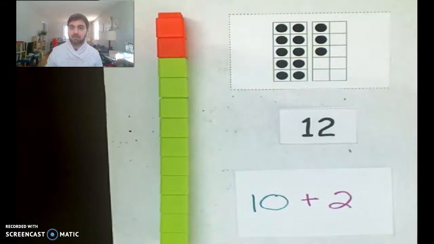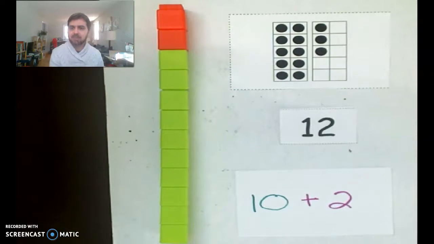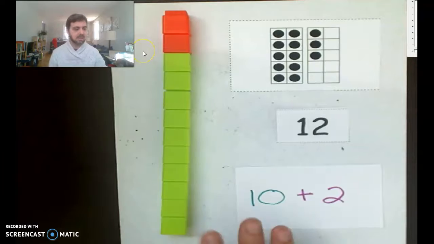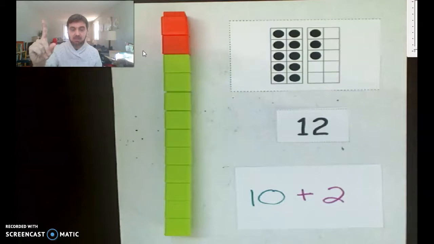So, let me adjust this so you can see this better. All right, good. So now you can see this whole thing. So here's the thing. All of these represent the same number, okay? Except one of them is like an imposter. If you've ever played that game Among Us, if you haven't, don't worry about it. But one of them's an imposter. Which one should we eliminate? Because it does not belong.